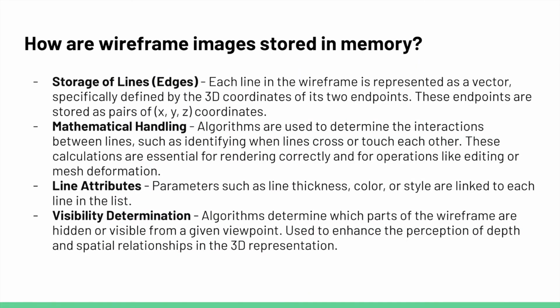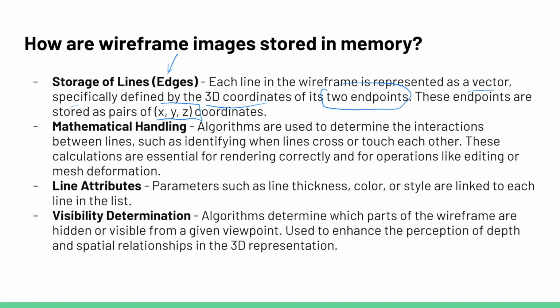Now, we store wireframe models in memory in a specific way. So we're going to store the lines. Each line is represented as a vector, a vector being a set of x, y, and z coordinates. So actually, just to clarify, the vector is going to be defined by the 3D coordinates of its two endpoints.